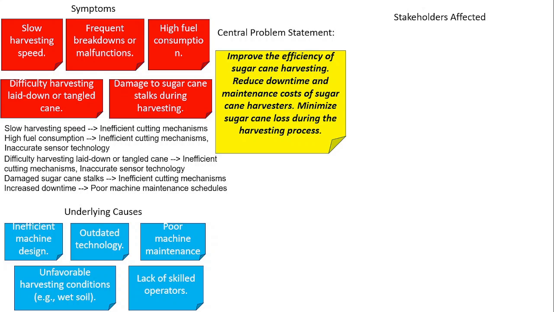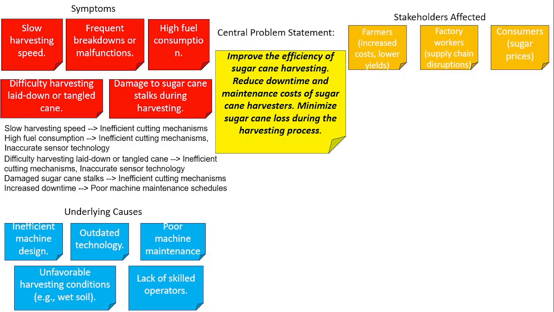Here also I may conduct some sticky note analysis. Here I used orange color sticky notes. In that I may identify my stakeholders, which is first stakeholder is farmers affected by increased cost and lower yields, and then factory workers, because nearby a lot of sugarcane industry is available. So the supplier chain distribution is the biggest problem to them.